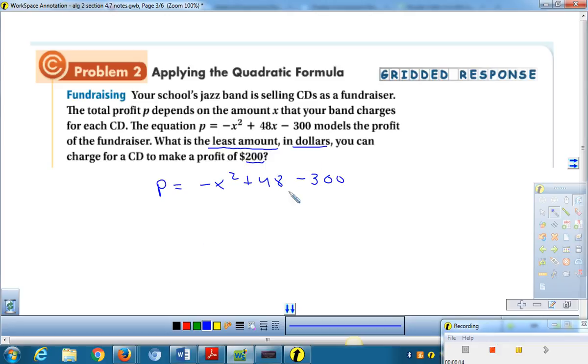Exactly, for P. They told us they want our profit to be 200. So we want to start by making P 200. And then we want to solve for X. So we want to use quadratic formula. So what do we do? Subtract the 200.